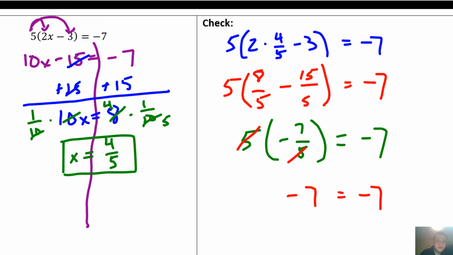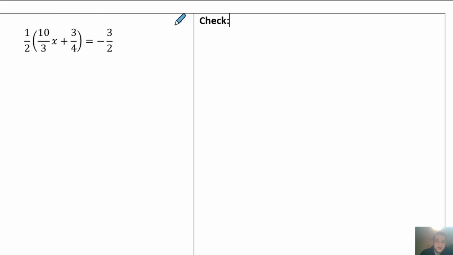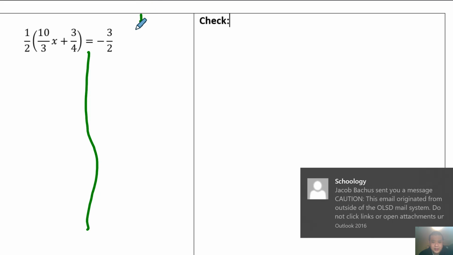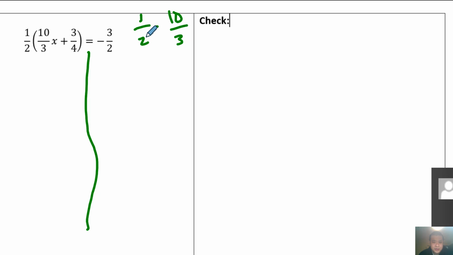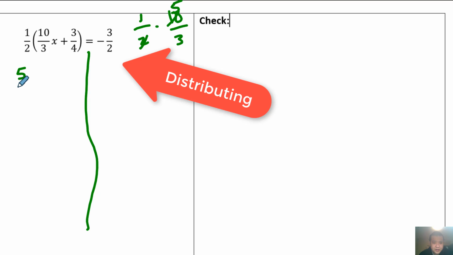Okay. So next, let's try this problem out. Again, what we're going to have to do is distribute. So we're going to have to do 1/2 times 10 thirds. So I'm going to do that on the side over here. Let me just first draw the line down the middle. 1/2 times 10 thirds. And what we're going to do is cross cancel right here. So we get 5/3. So we have 5 thirds x.